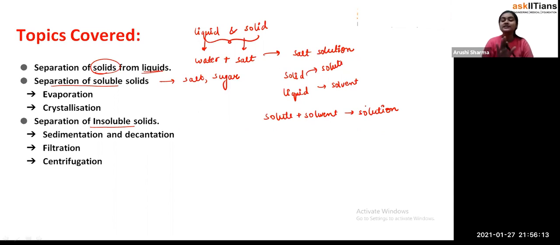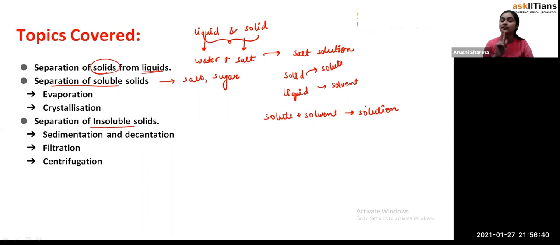It's not always that a solid is the solute or a liquid is the solvent. The substance or component which is going to be dissolved in another substance, we call the solute, and the substance in which the other material is going to be dissolved, we call the solvent. For example, in water, salt is going to be dissolved, so salt is the solute, and the water, in which the salt is dissolved, is the solvent.